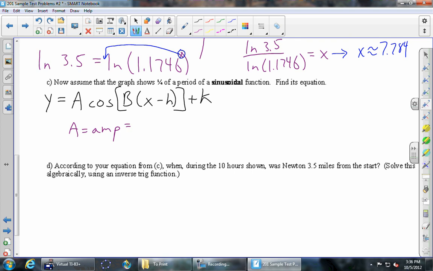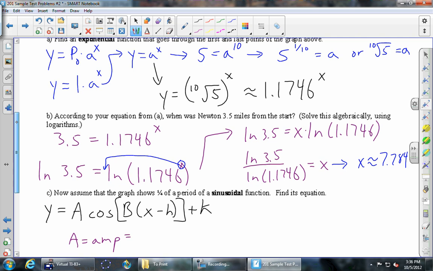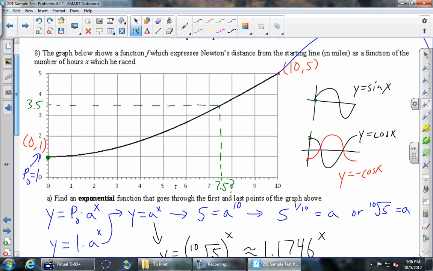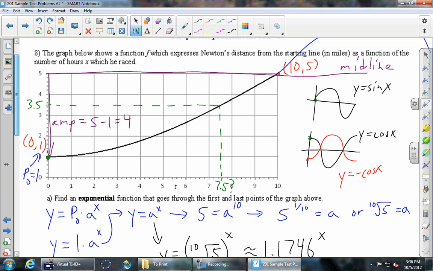Let's see if we can figure out what the amplitude is. Amplitude is how far the thing is stretched from the middle. So if we're looking at a quarter of the graph, then the middle of this graph is here. And the question is, how far is it stretched from the middle? So it is stretched by that much. So whatever that distance is, that's the amplitude. So in our case, it's a 5, and it's a 1, and it's 4 apart. So the amplitude of this thing is 4.